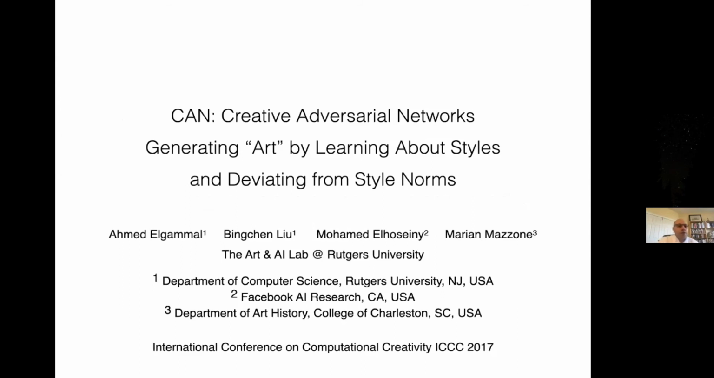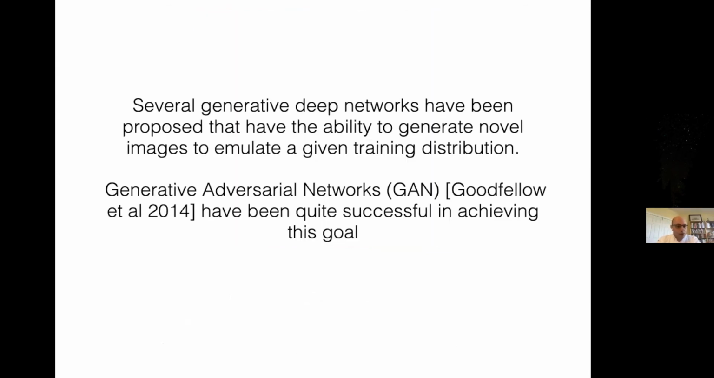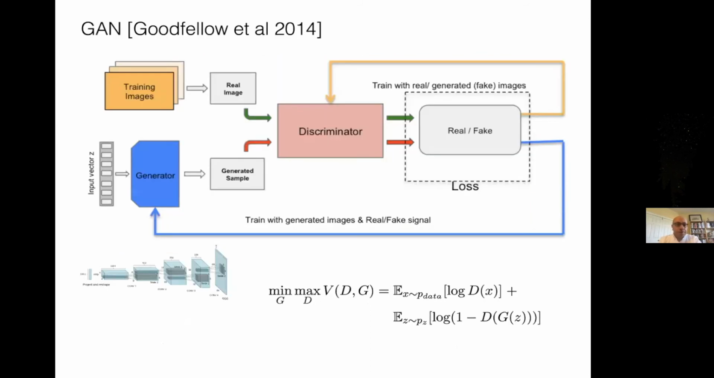But our work from 3 years ago, called Creative Adversarial Network, was a variant of GAN, which was new at that time, to generate novel art. We call it generating art by deviating from style norms, by learning about style and deviating from it. These are some of the art that this network is generating. Obviously, the audience here knows deep learning and GANs and how they work, so I don't have to go through that. GANs have been very successful in generating images of bedrooms and other datasets.